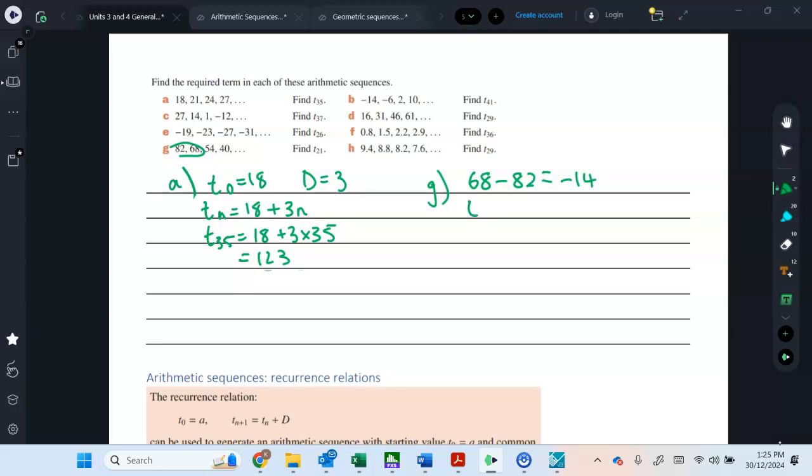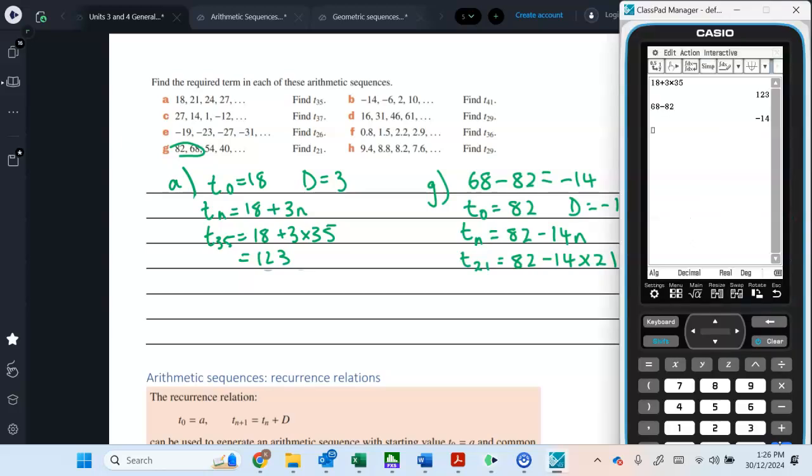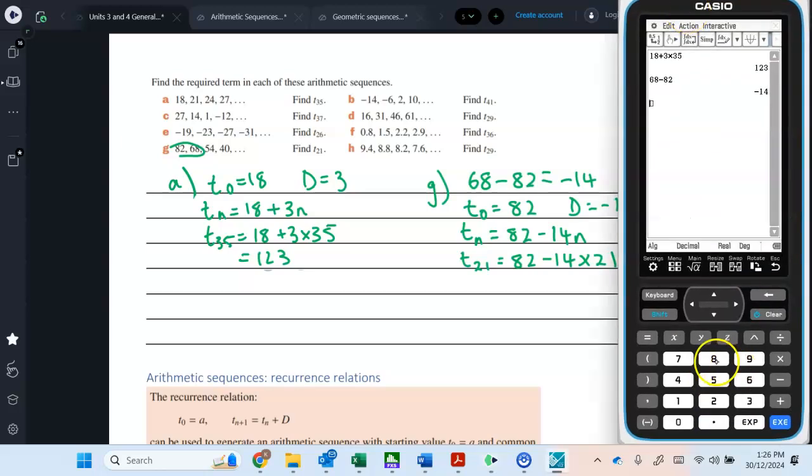And we're going to use t again. So your initial value, t0, is 82, and your common difference is negative 14. So if we wanted to work out the general rule, it's Tn equals 82 minus 14n. And for this one, we're working out the 21st term. 82 minus 14 times 21. I need to just make my calculator up a bit. 82 minus 14 times 21. So negative 212.